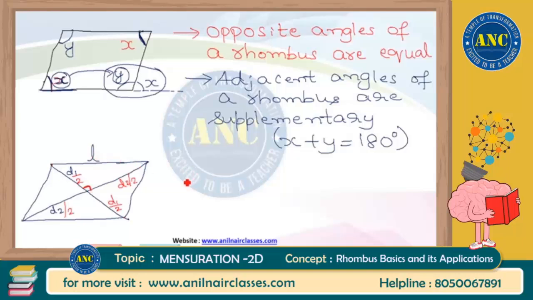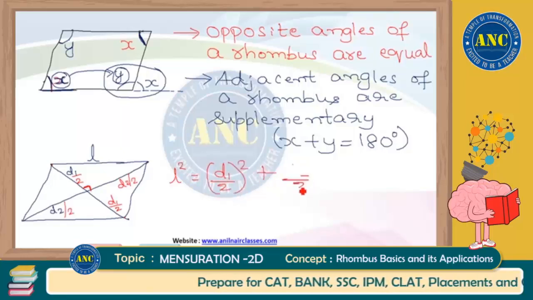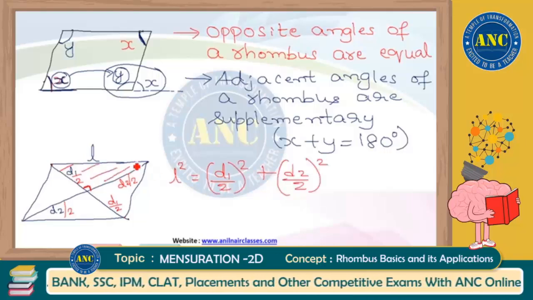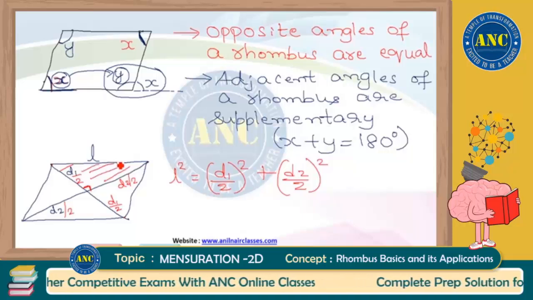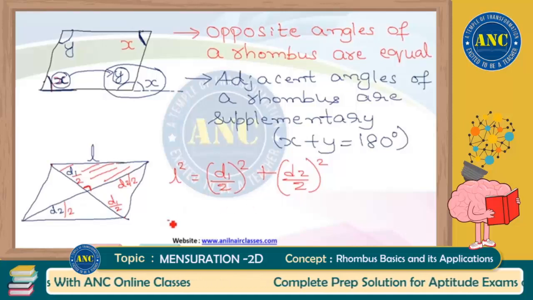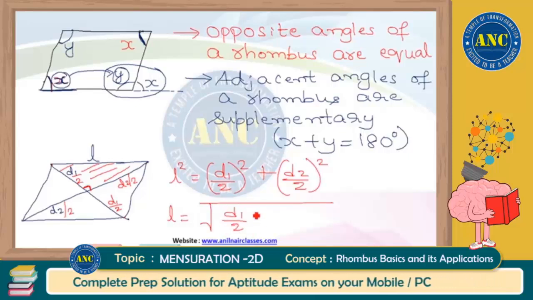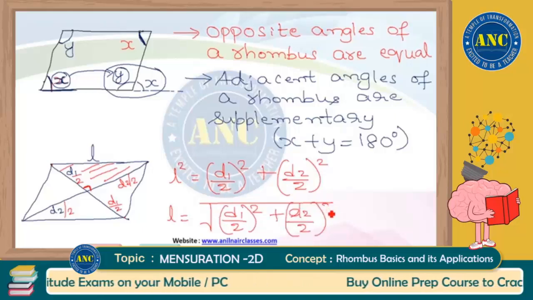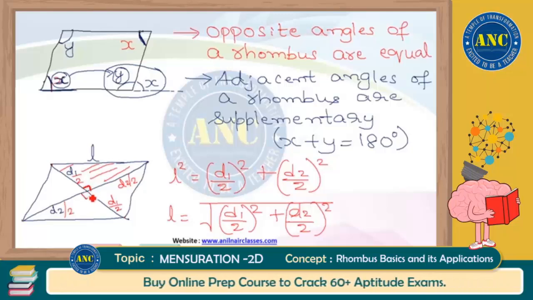Now, for this L, the Pythagoras theorem says L square is equal to D1 by 2 whole square plus D2 by 2 whole square. If I apply the Pythagoras theorem for the shaded triangle, the hypotenuse is L. So L square is equal to D1 by 2 whole square plus D2 by 2 whole square. So L is the square root of D1 by 2 whole square plus D2 by 2 whole square. In simple language, this is 90, this also will be 90.